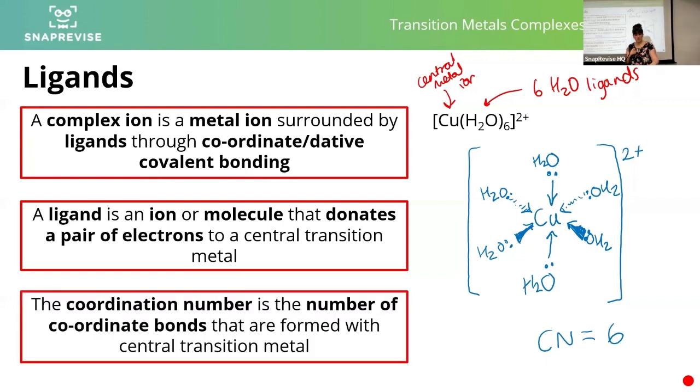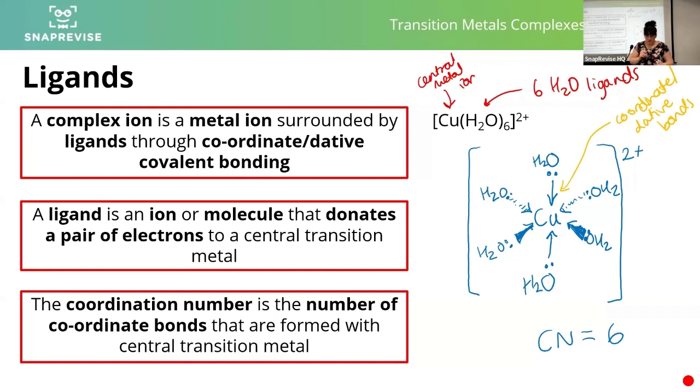So the coordination number is the number of coordinate bonds or dative bonds that are formed between the ligands and the central transition metal, specifically around the central transition metal. That's the key for me, is looking at it, not paying attention to how many ligands there are, but how many bonds are being made, because it's independent of how many ligands. What else was I going to say? Let's just put a note in that these are coordinate/dative bonds.